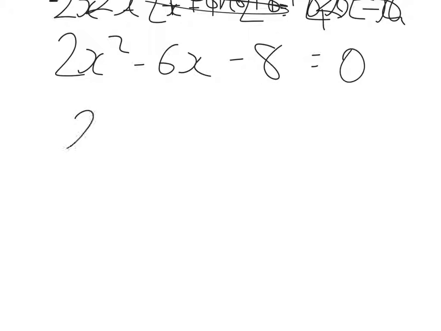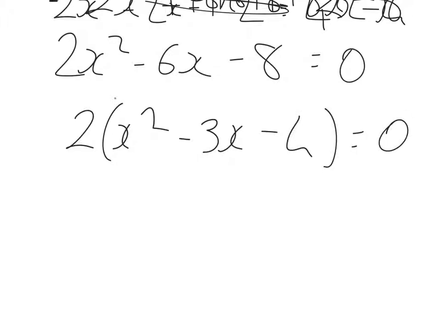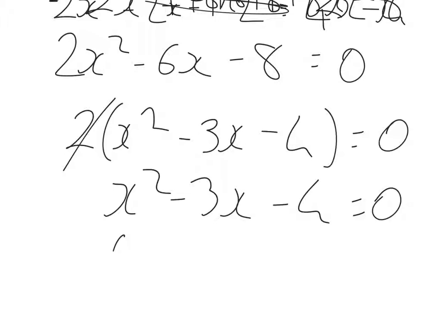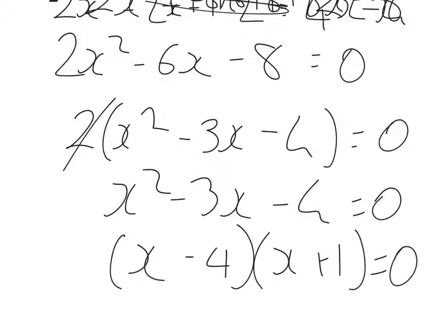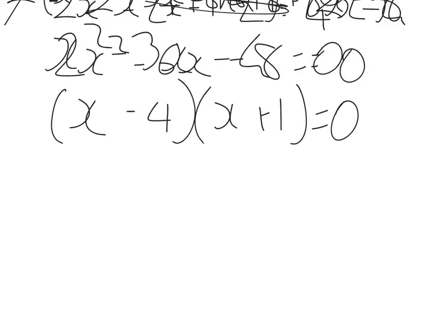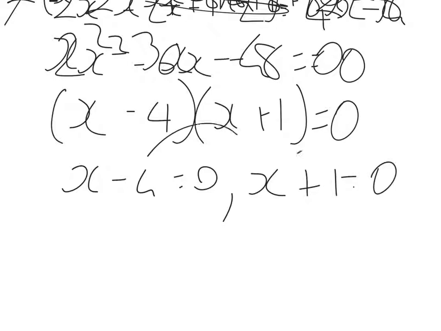Okay, then I can take out a common factor of 2, which will be 2 bracket x squared minus 3x minus 4 is equal to 0. I can then divide both sides by 2, and that'll give me x squared minus 3x minus 4 equals 0. Two numbers that multiply give minus 4, add together give minus 3, will be x minus 4 bracket x plus 1 is equal to 0. That will then give me x minus 4 is equal to 0, x plus 1 is equal to 0, x equals 4, and x equals minus 1.